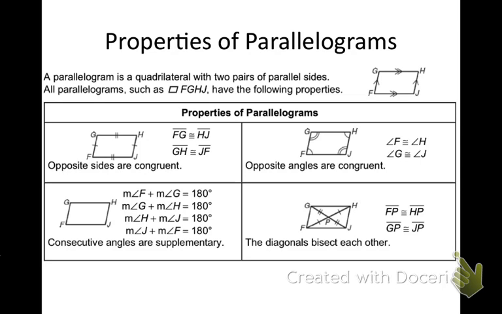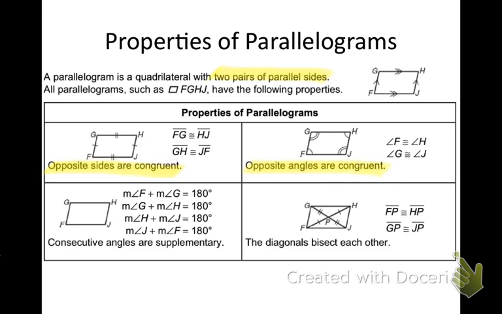Here are some more properties of parallelograms. So a parallelogram is a quadrilateral with two pairs of parallel sides. So opposite sides are parallel. All parallelograms, such as FGHJ, have the following properties. Opposite sides are congruent. That's something nobody said, I don't think. That is true of every parallelogram. They're not only parallel, but the opposite sides are congruent.